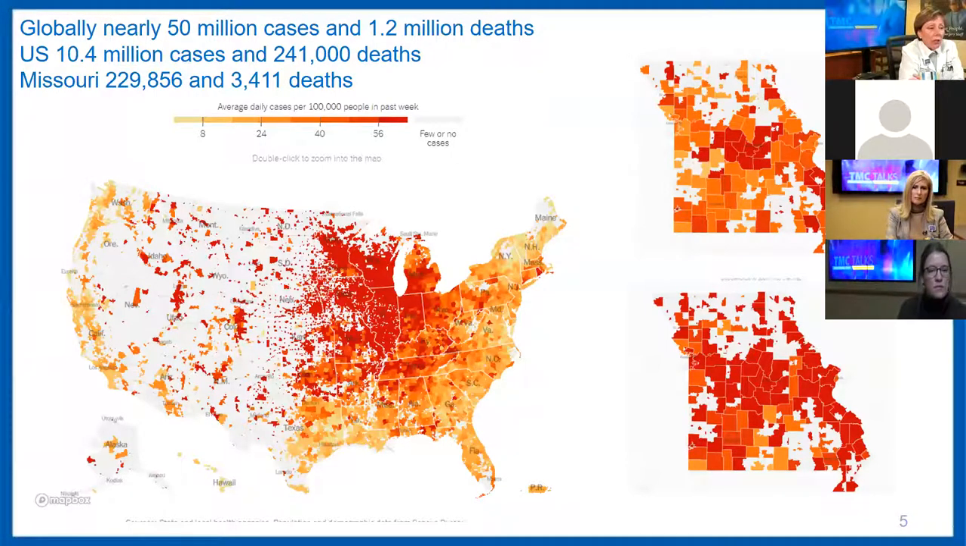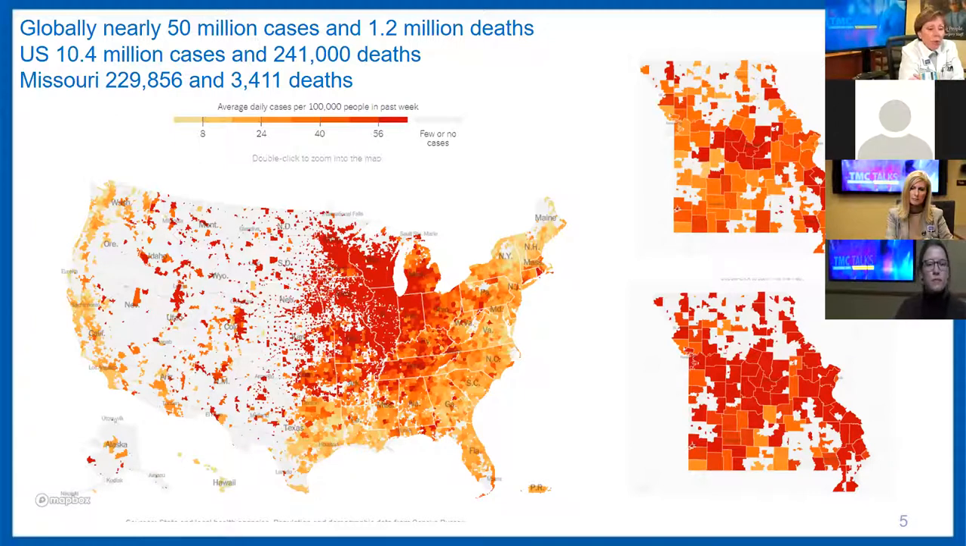Globally, thus far, COVID-19 has been associated with 50 million cases and 1.2 million deaths. In the United States, this includes over 10 million cases and 241,000 deaths. And in Missouri, 229,000 plus cases and 3,411 deaths. If you look at this photo of the United States that describes average daily cases as of today, what you will note is that the Midwest is the epicenter for disease.